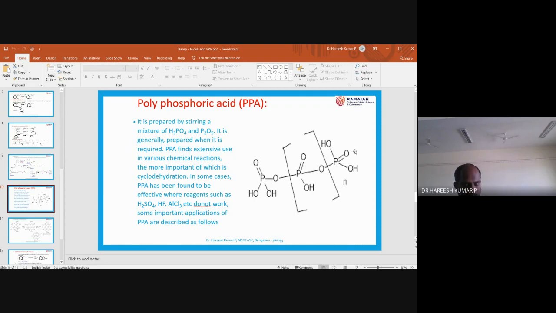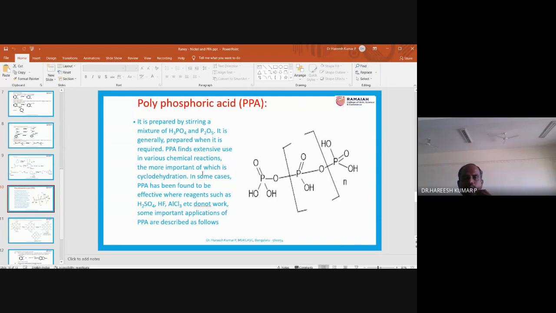So overall, polyphosphoric acid is nothing but a combination of phosphoric acid and phosphorus pentoxide. It is prepared by the combination of phosphoric acid, H3PO4, and P2O5. More particularly, this is prepared as and when it is required. So PPA finds extensive use in various chemical reactions.